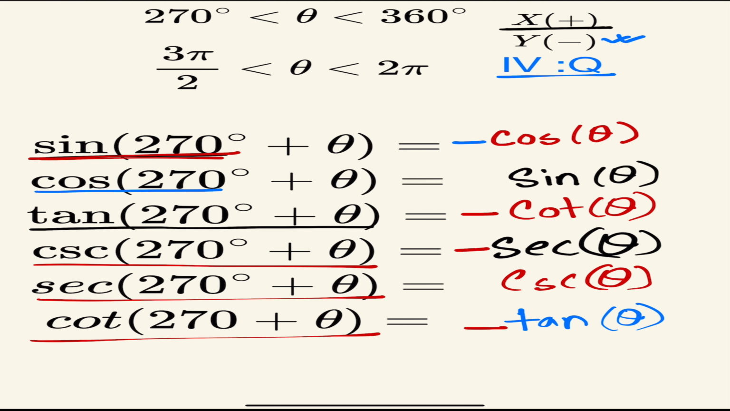Okay, so I want you guys to change 270 to 3 pi by 2, make it radians, and practice. It's going to be the same. This will give you the same formula.